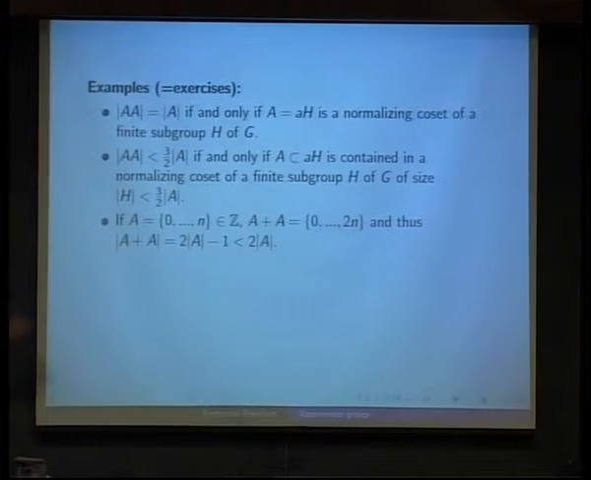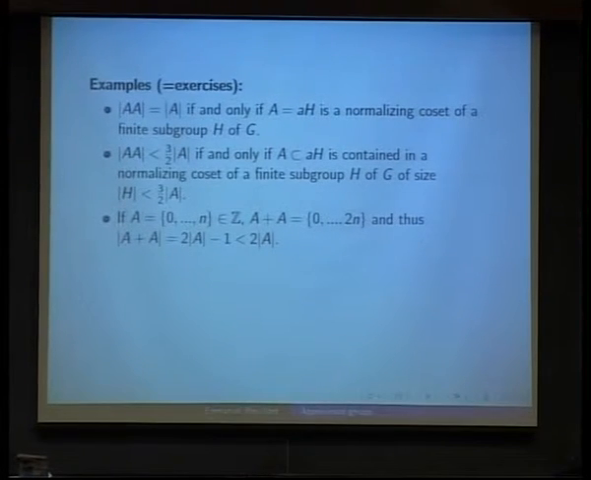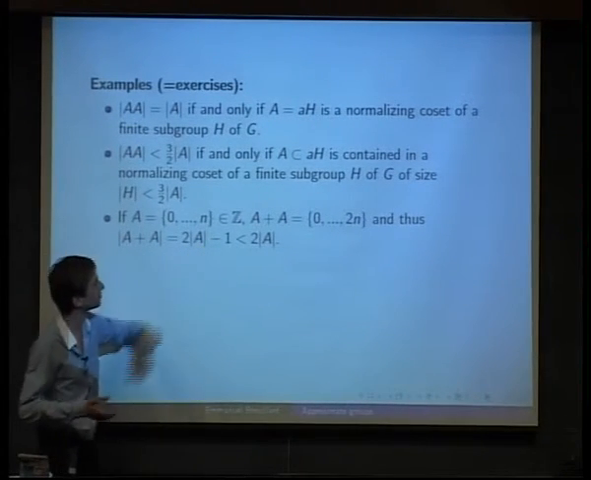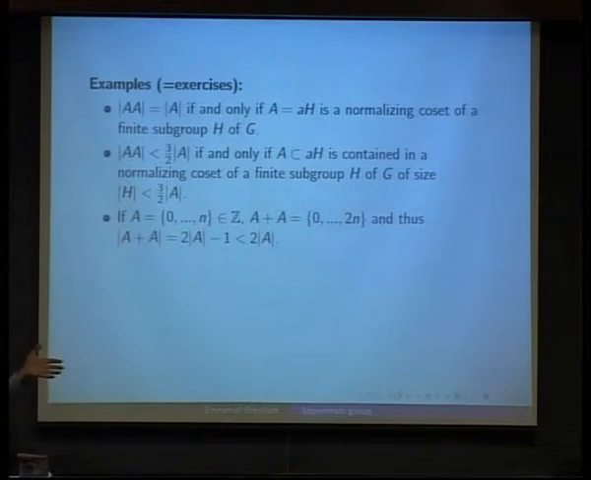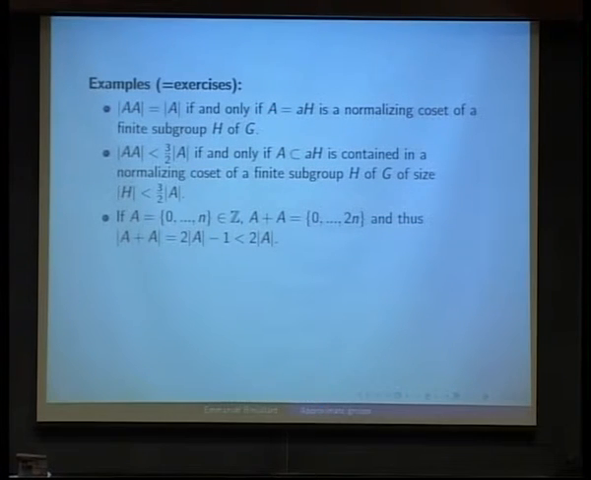Here's another example, maybe that's the easiest and most important example. What happens when G is Z, the integers, and you take A an interval, 0 up to n. Then A plus A is 0 up to 2n. Okay, so in particular, A plus A is at most twice the size of A. So this example already tells you that the number 2 here, the 3/2 that you can see here, is sharp.